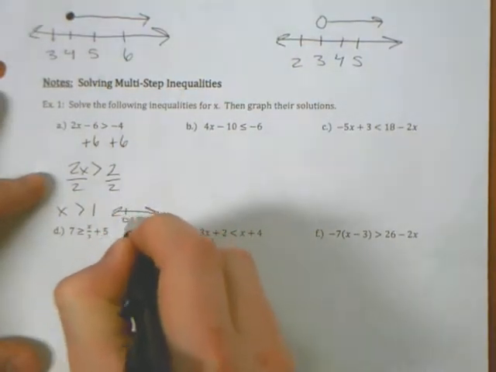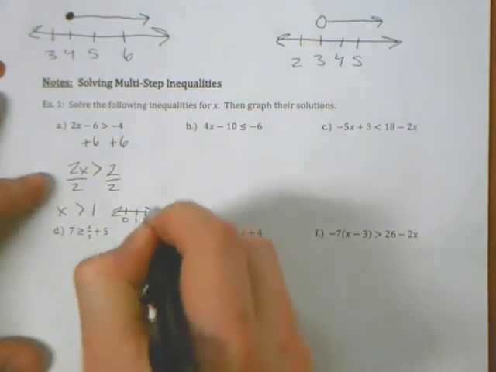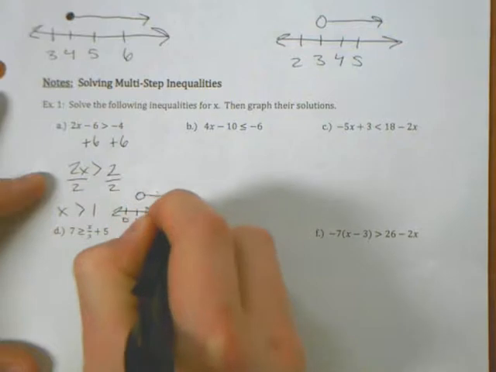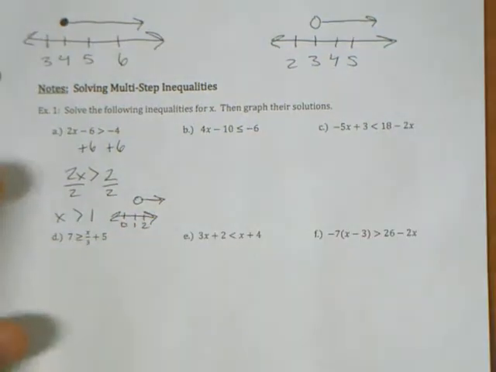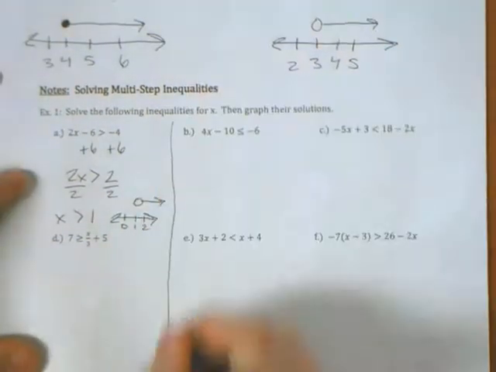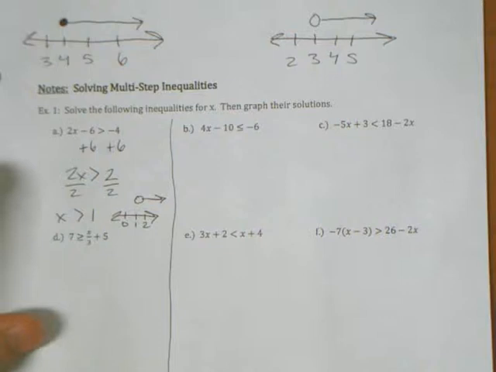Does the variable have to be on the left side? Does it have to be on the left side? No, it doesn't.